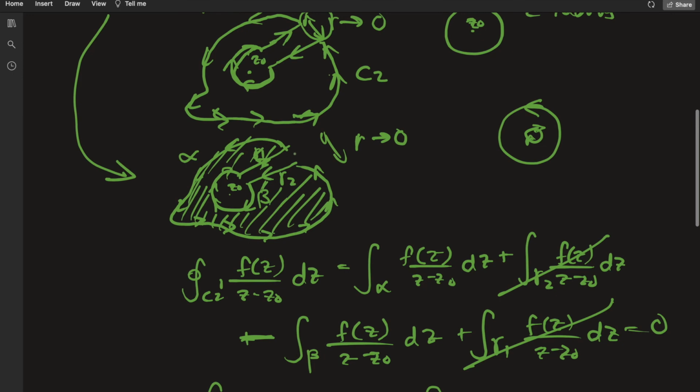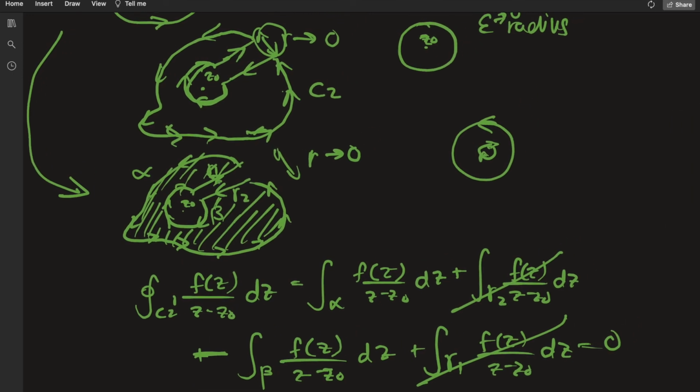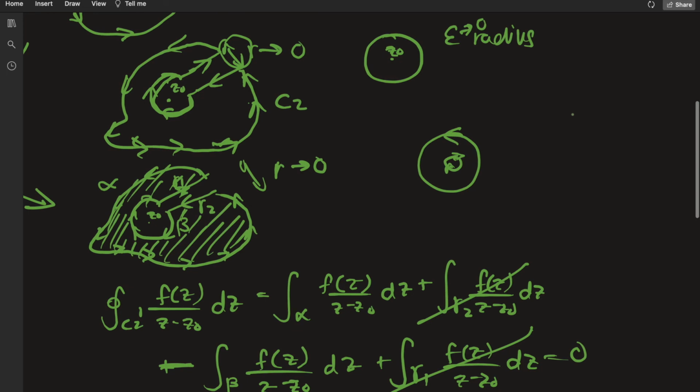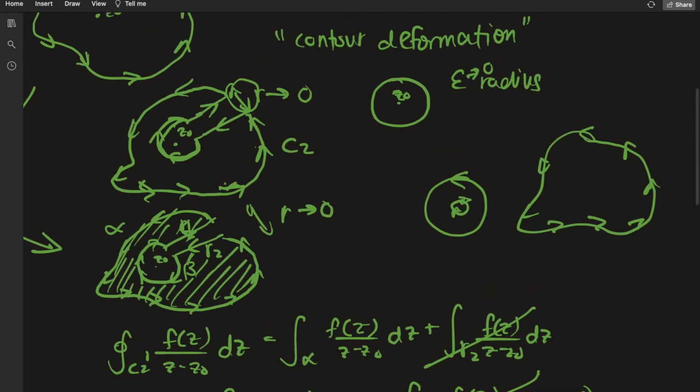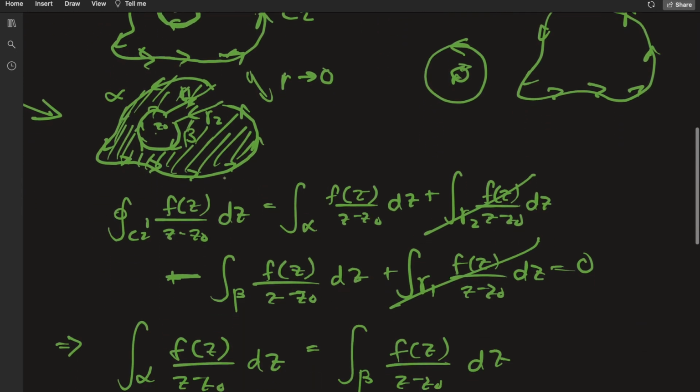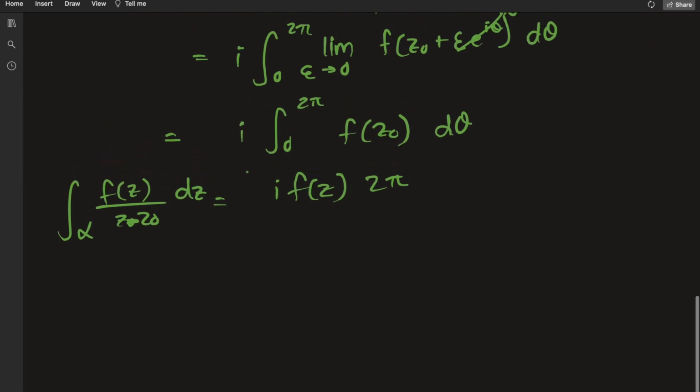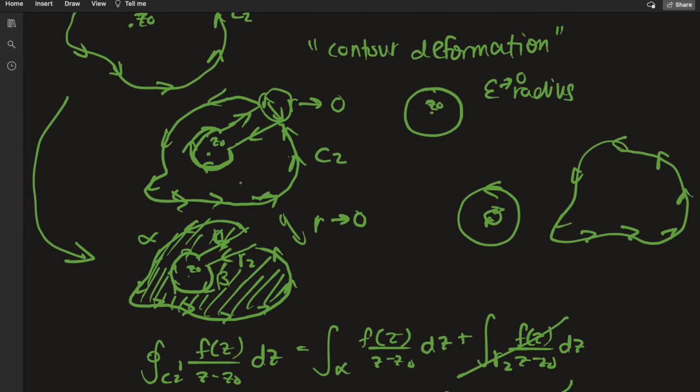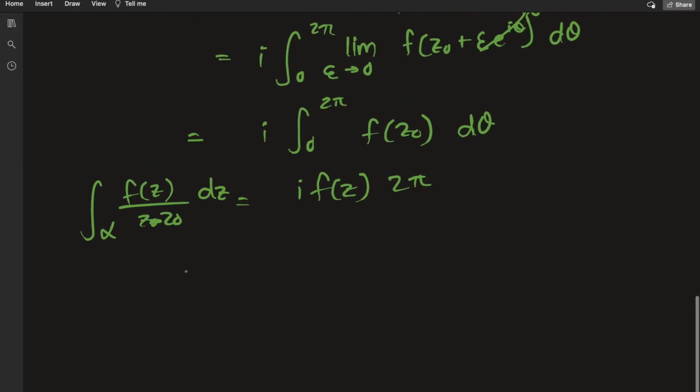Now notice what happens to alpha after contour deformation. Well, this gap is 0 and this circle is 0, so this entire middle region pretty much doesn't exist after applying contour deformation on alpha. So alpha, after taking the limit and bridging the gap between these two, simply becomes your original contour, which was C2, the undeformed contour C2, of f of z over z minus z naught dz.